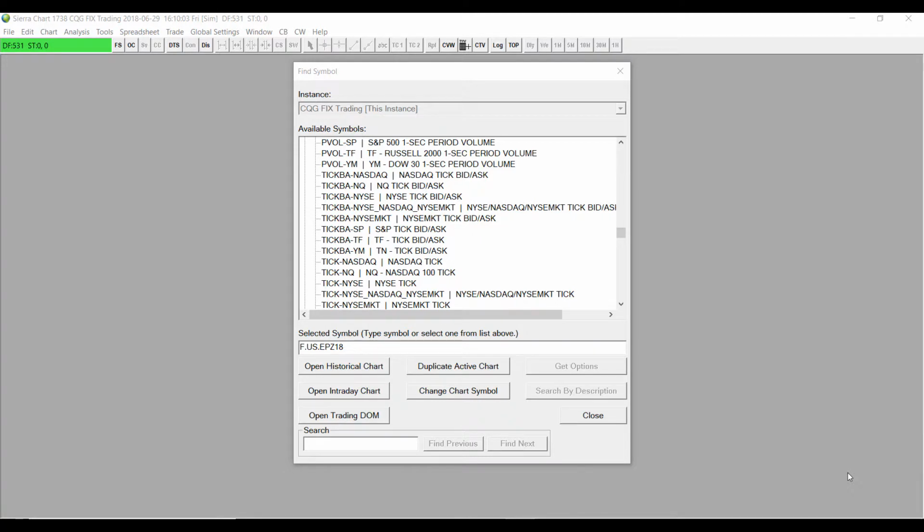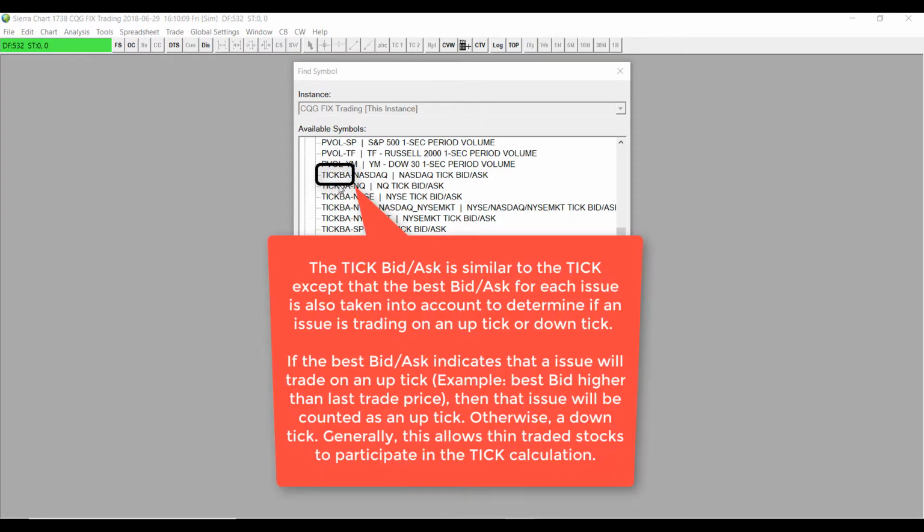Alright, for our next symbol, let's take a step back and go to the tick BA. This is a tick bid or ask. The reason I went forward in advance is because the tick BA is obviously based off of your tick. It is similar to the tick, except that the bid ask for each issue is also taken into account to determine if an issue is trading on an uptick or downtick basis.